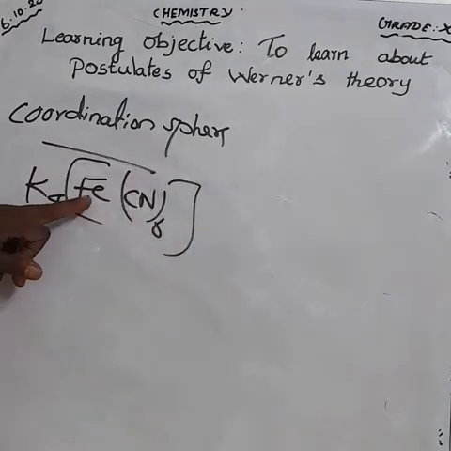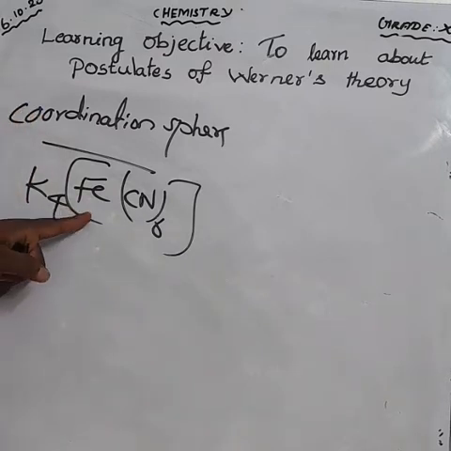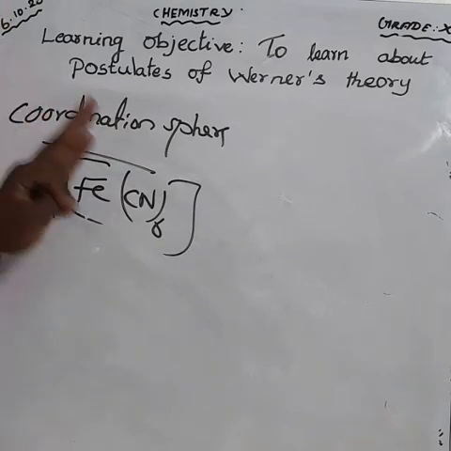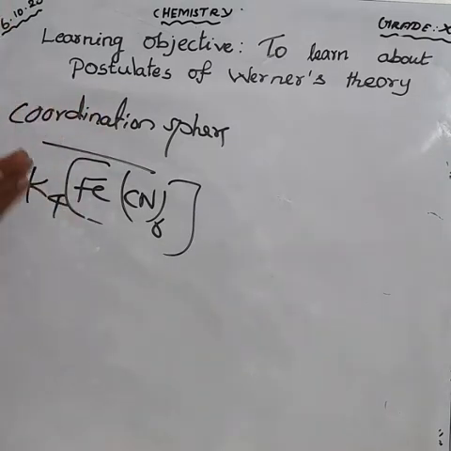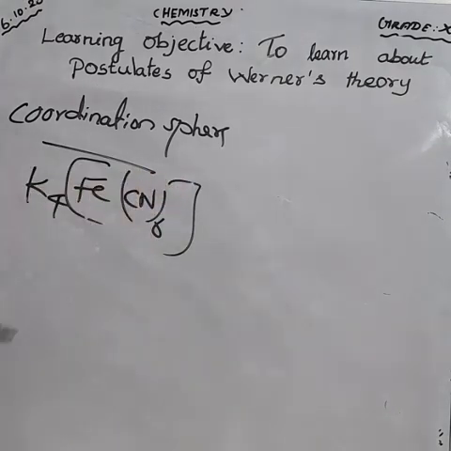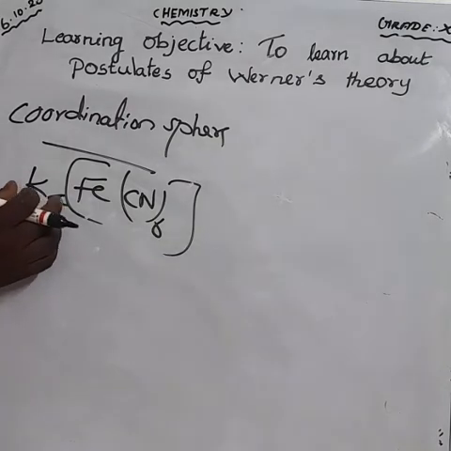What is the coordination sphere? [Fe(CN)6] is the coordination sphere. It is usually enclosed in square brackets with a net charge. The other ionizable ions are written outside of the square bracket. This is one such ion.